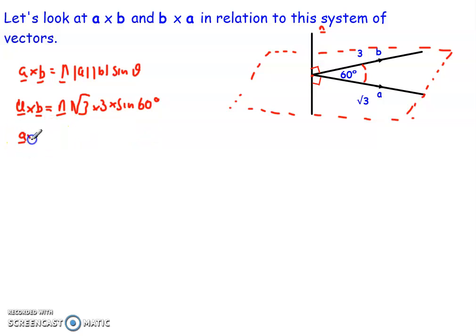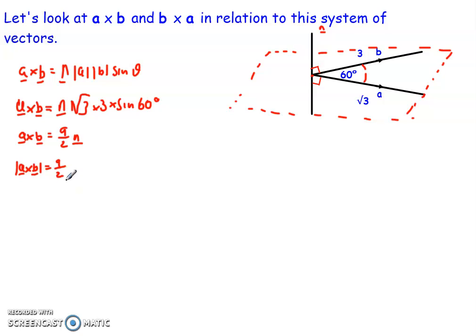So in this case, I'd have a cross b equals, well, it's going to be my normal vector times this scalar here. So I've got root 3 times 3. Sine 60 is root 3 over 2. So I'd get root 3 squared, which is 3, times 3 over 2. So I'd get 9 over 2 times n. Now if I were to take the magnitude of a cross b, that would quite simply give 9 over 2, because I could just drop the n off here. The magnitude of this bit is just 1. So I'd be left with this.